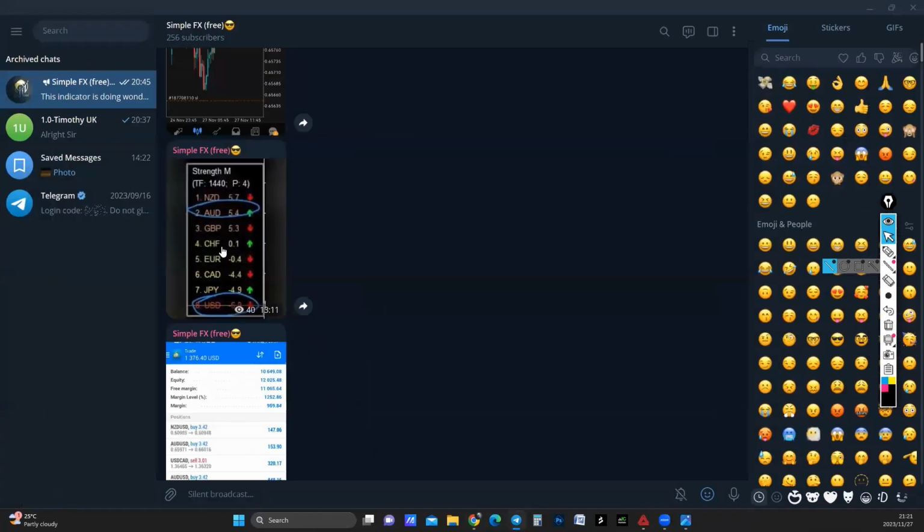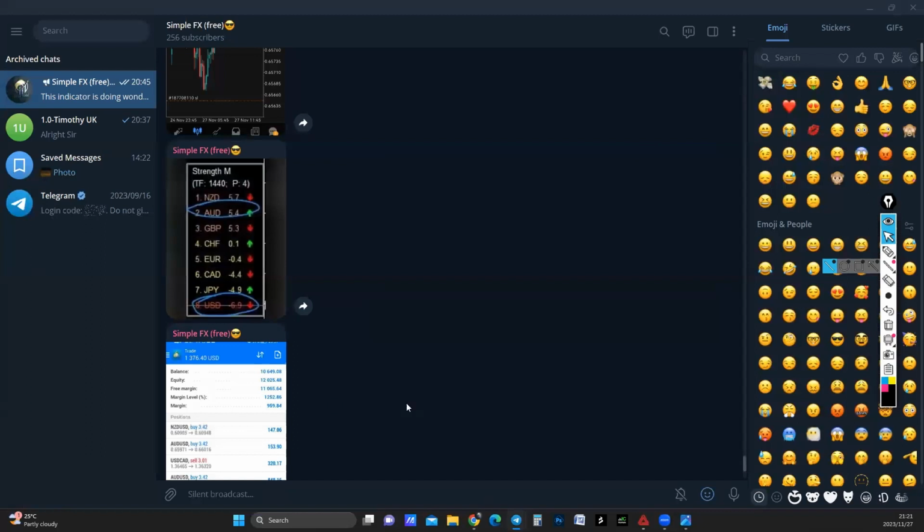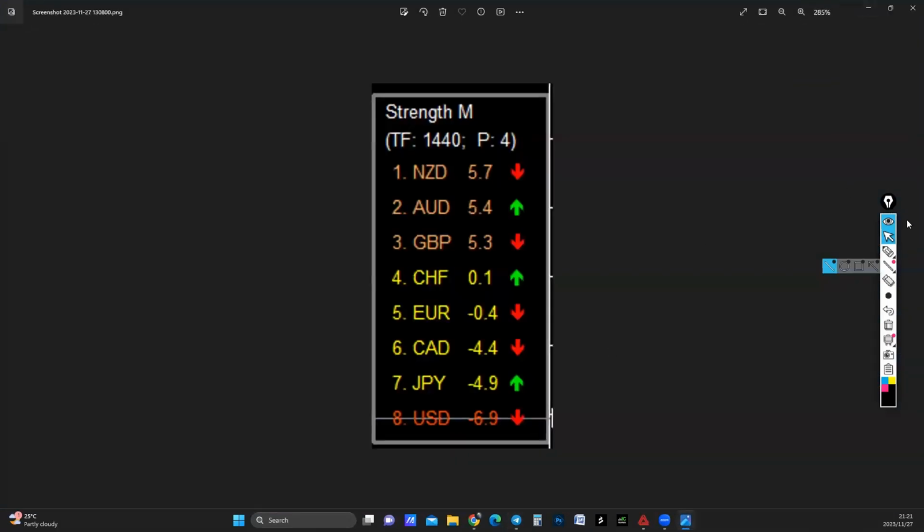Today I was trading these currency pairs. Okay, maybe let's go to, because this picture here is very small, so I'm going to use this one right here. So today I was looking for a buy on currencies like NZD. NZD was bullish with +5, AUD bullish, and GBP bullish. And the only currency that was bearish, extremely bearish, was the US dollar.